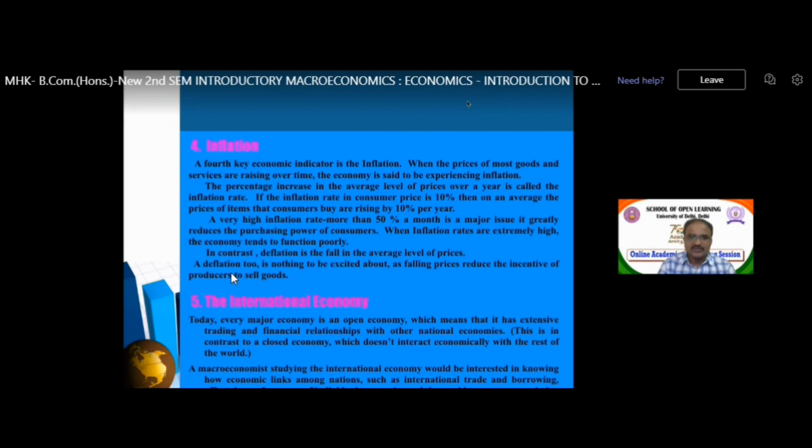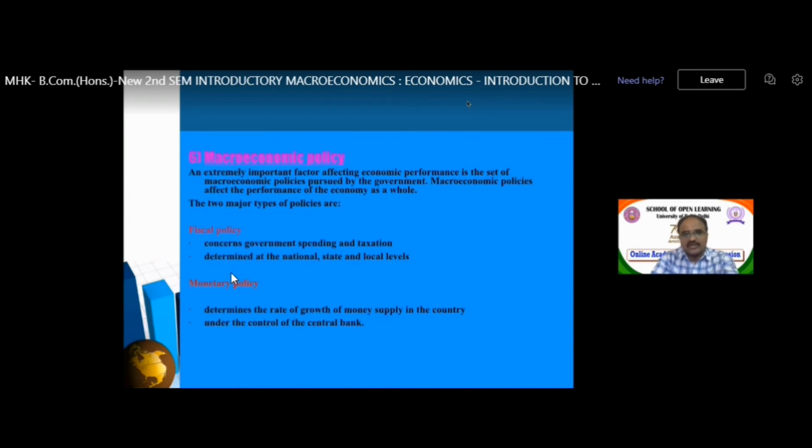What is the point? A macroeconomist studying the international economy would be interested in knowing how the economic links among nations, such as international trade and borrowing, affect the performance of individual economies and the world economy as a whole. Okay. Next, the last point is what the macroeconomic policies are. An extremely important factor affecting the economic performance of a country is the policies pursued by the government.